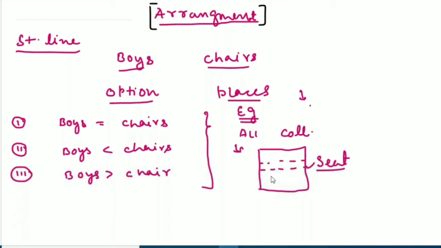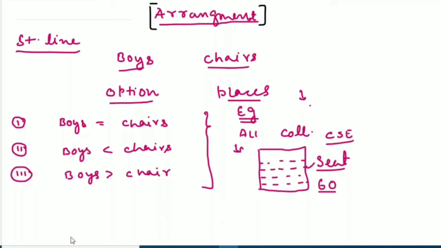I have benches or chairs here, and the capacity of these chairs, max to max, is that they will accommodate 60 students. So I'm saying that there are 60 chairs present in one class of CSE. One computer science engineering batch is in one of the colleges, whose classroom accommodates 60 students. Now, what is scenario number one? Scenario number one is that whatever the number of chairs, the same number of boys are there.